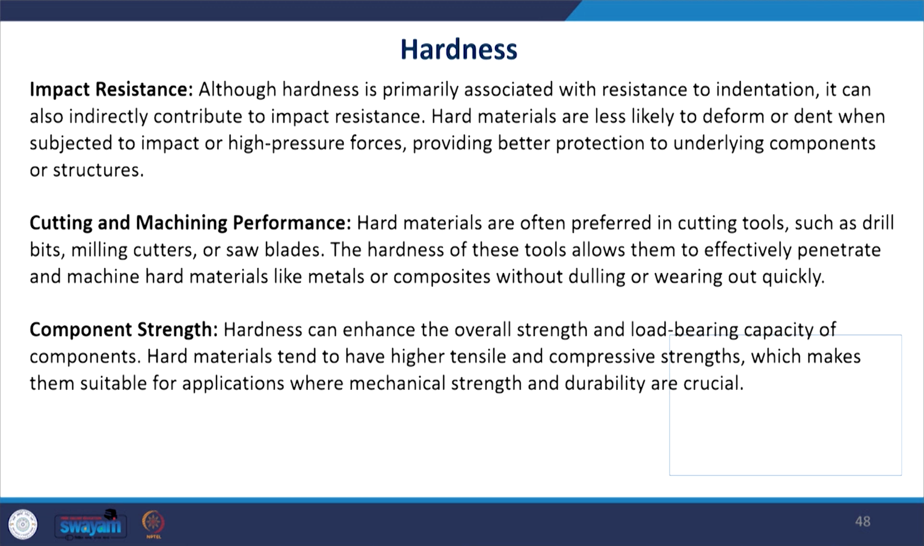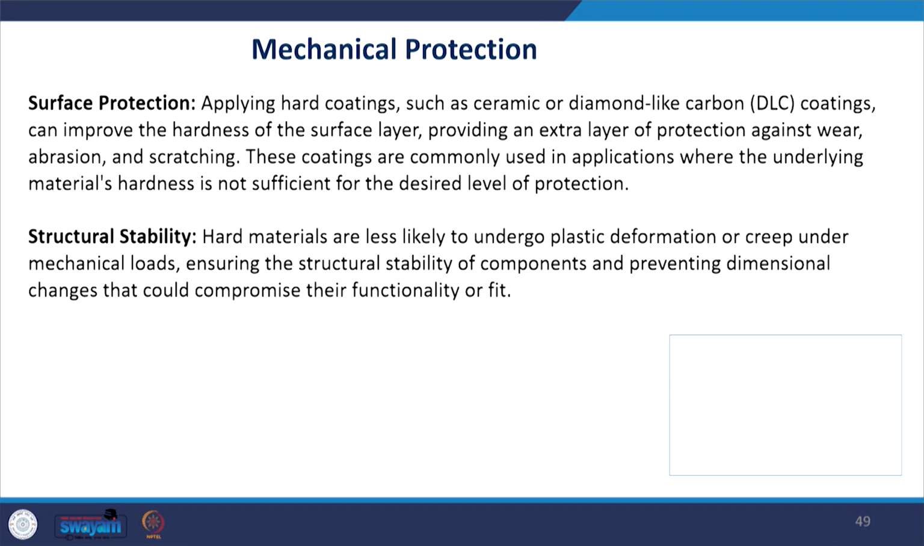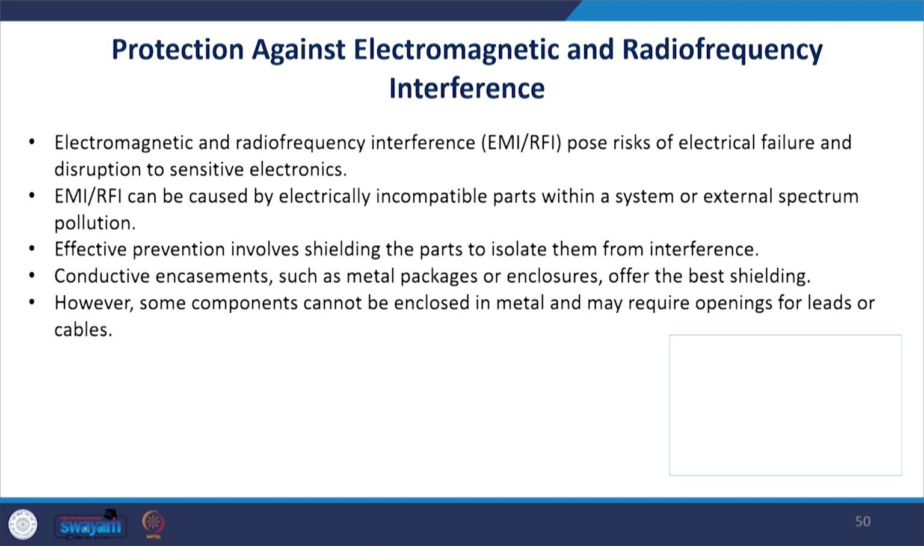Cutting and machining performance, component strength, all these things play a very vital role. Surface protection: applying a hard coating prevents surface damage. This is a usual practice. Then structural stability. Hard materials are less likely to undergo plastic deformation or creep under mechanical load, ensuring the structural stability of the component and preventing dimensional changes that could compromise its functionality or fit.